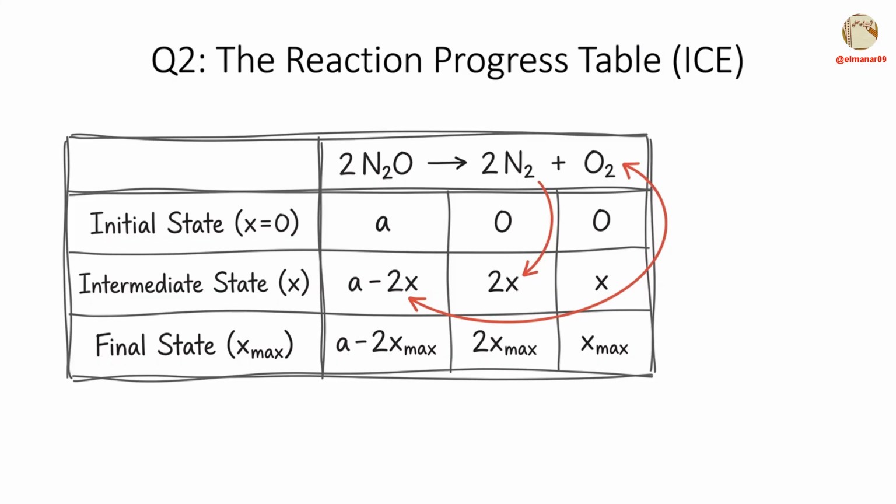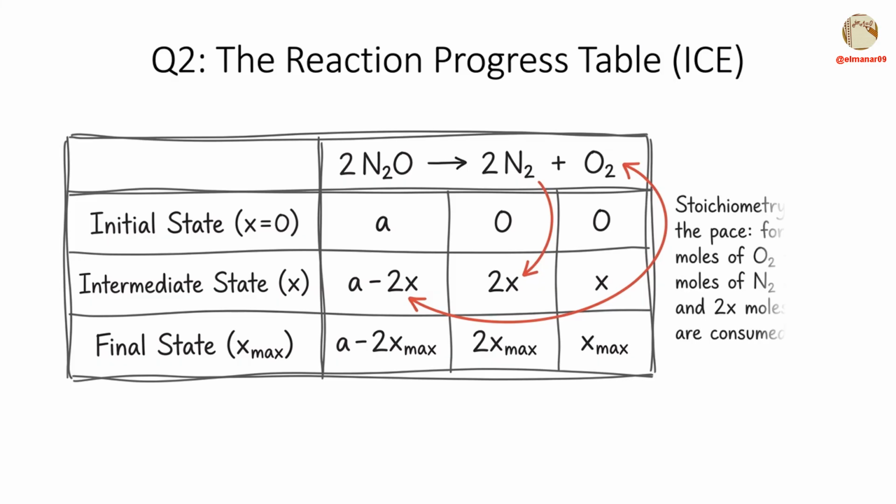3, the final state, Xmax. This is when the reactant is completely gone. We just replace x with Xmax in our expressions. This table is the map that will lead us to the finish line.